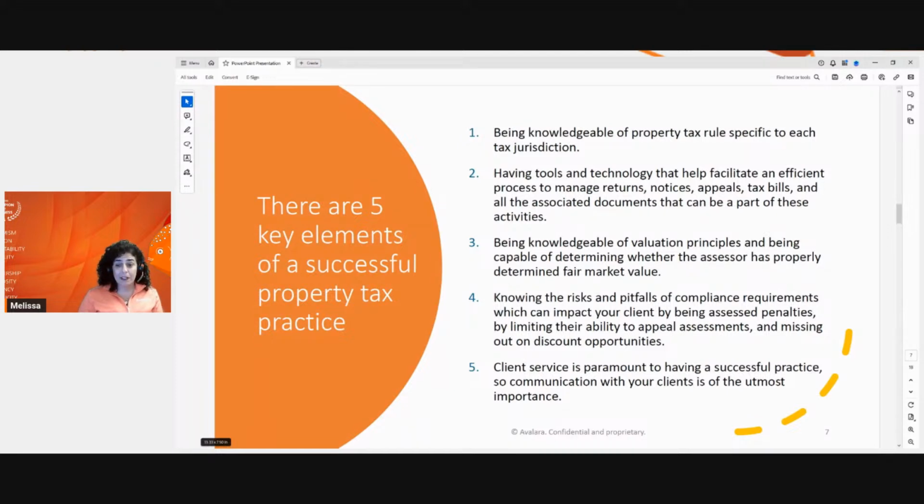Knowing the risks and pitfalls of the compliance requirements. You do not want to be responsible for your clients getting assessed penalties or having to pay for them on the client's behalf if you miss deadlines or miss appeal dates or things like that, and not taking discounts. So all of those kinds of things can help save your clients and yourselves money and make sure that you are also appearing as a credible firm that's not missing those kinds of opportunities. And then having a successful method of communicating with your clients, whether you talk to them, whether you're emailing, whether you're sending them reports, you want to be able to do that on a cadence that works well for both you and your client.